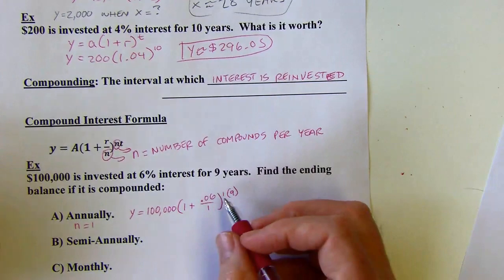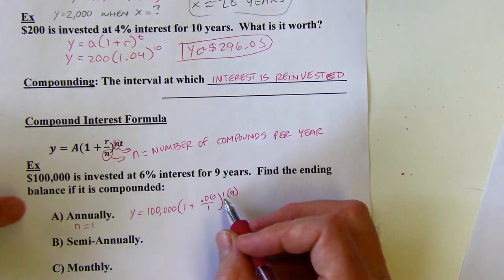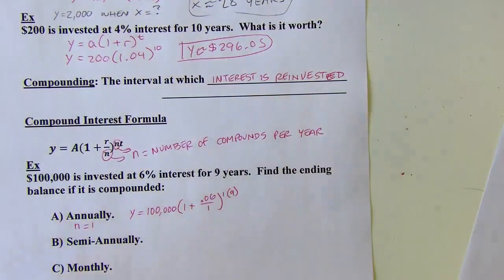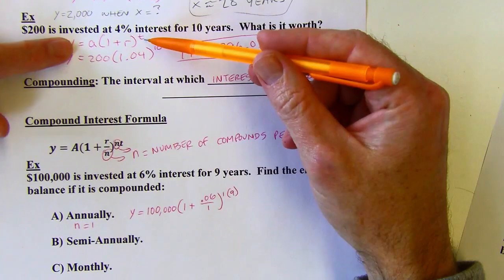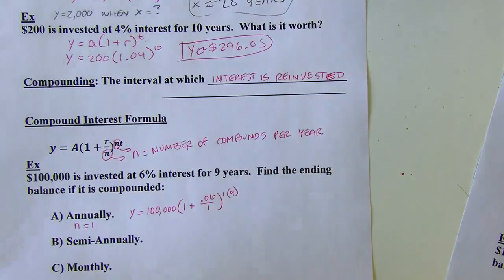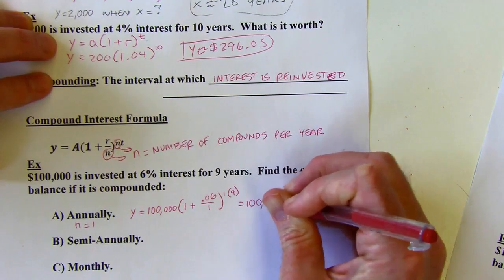So the 1's don't really do anything, because 0.06 divided by 1 is just 0.06, and 1 times 9 is just 9, right? So that's why you can use just this formula. You don't really need the n's because they're just 1's and they don't do anything. But if I simplify this a little bit, I can simplify it a bit without a calculator.